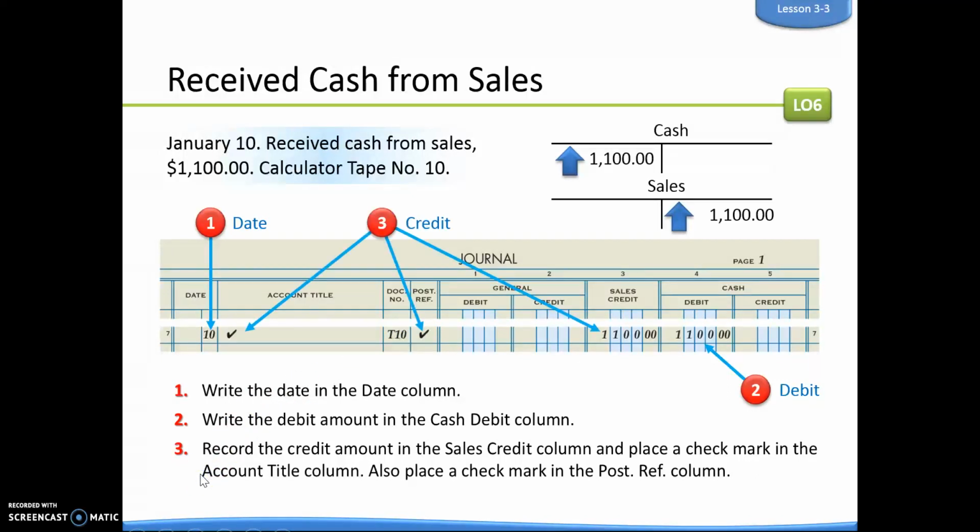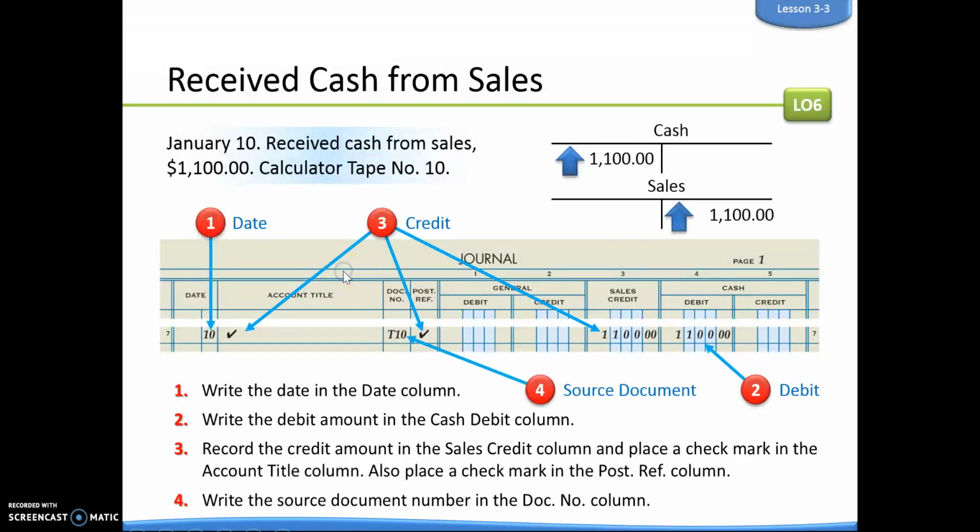And then lastly, but not least, we put in our source document number. Calculator tape is just abbreviated as T, and then the number that it corresponds with. So that is how we journalize cash from sales.